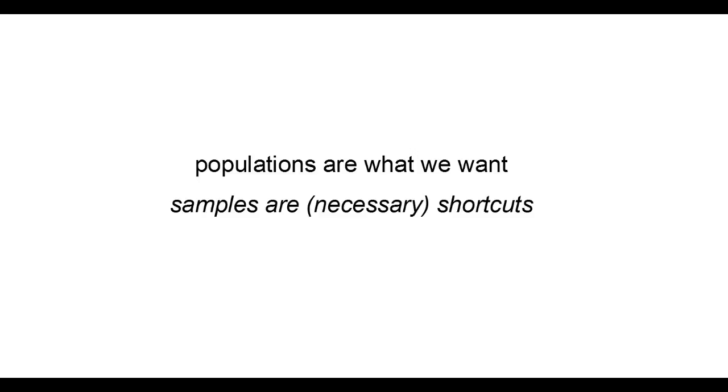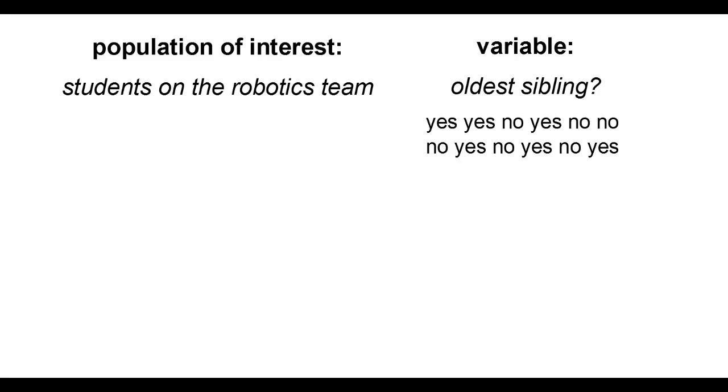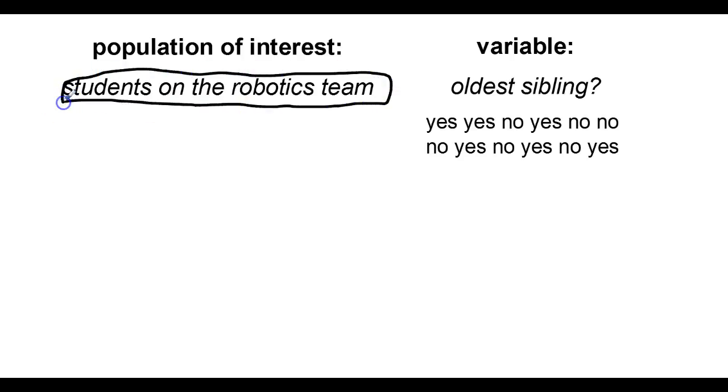Populations are what we want. Samples are shortcuts. However, those shortcuts are actually necessary. We can't really ask every person in a very large population certain types of questions very easily, so we need to do samples. As a quick example, let's imagine that your population that you're studying is students on one of the robotics teams, and let's say it's a team with 12 students, and the question you ask them, the variable is, are you the oldest sibling?